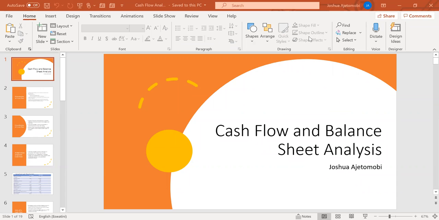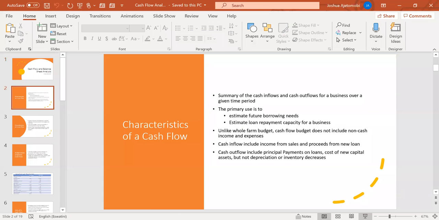So today we want to look at cash flow and balance sheet analysis. By now you should be familiar with partial budgeting, enterprise budgeting, and whole farm budgeting. So today we want to look at the last aspect of the farm planning methods. So, cash flow and balance sheet analysis.